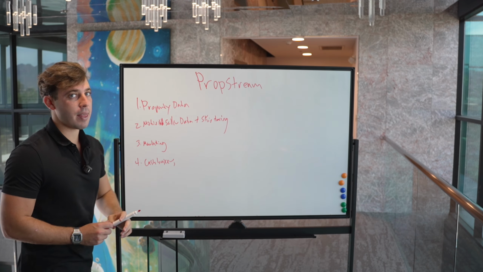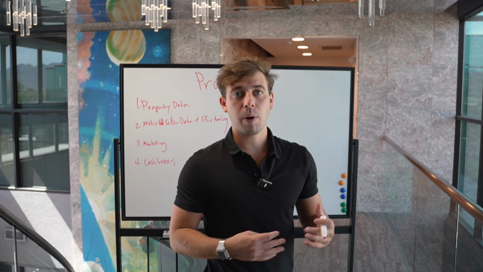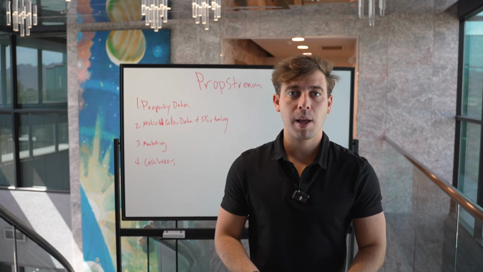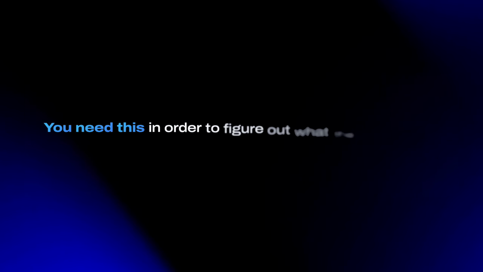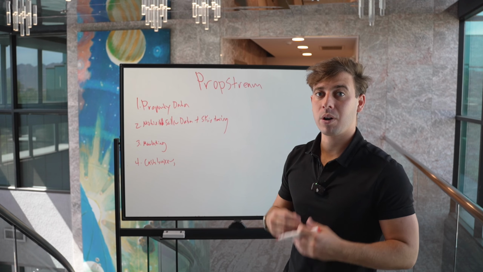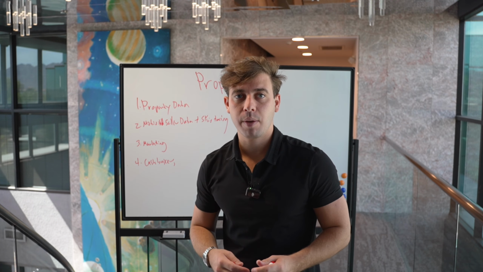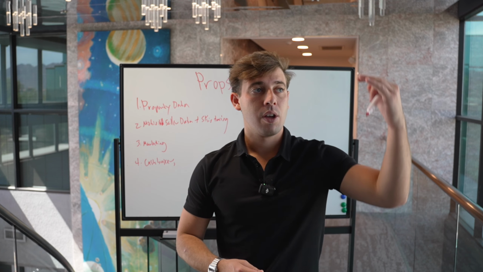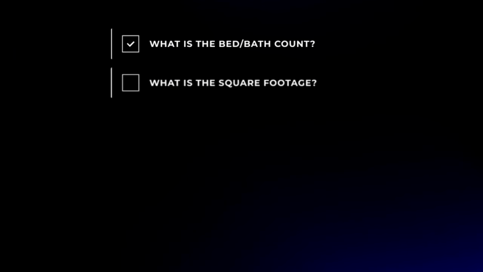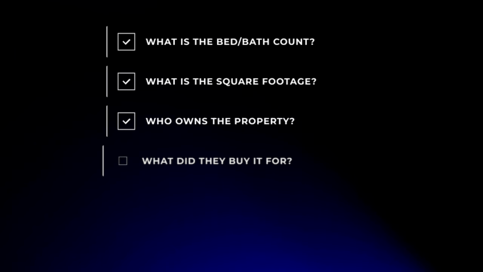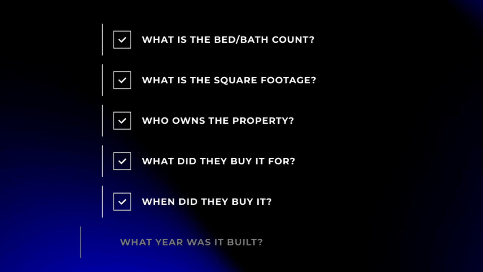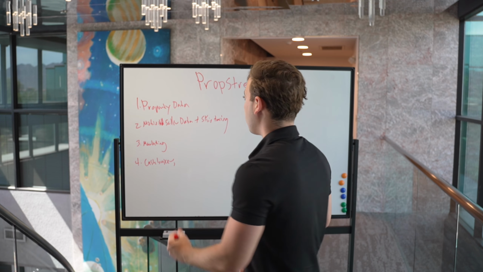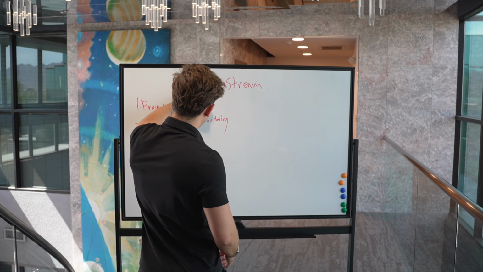Property data, what do I mean by that? I don't mean data where you're gonna cold call the list. What I mean is, you need this in order to figure out what the properties are worth, in order to comp them, in order to analyze them, in order to know the title details, what's the bed bath count, square footage, who owns it, what did they buy it for, when did they buy it, right? The year built. But then you also need the comps.